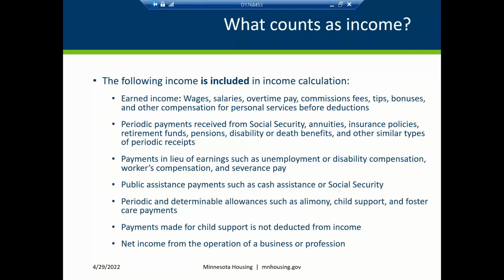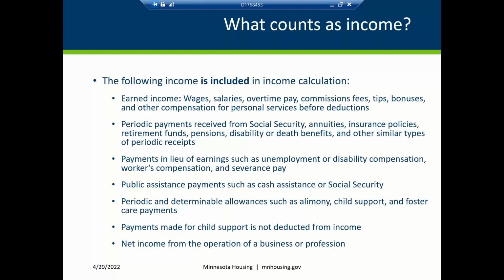On this screen, you can see a list of what is included in income calculation, and you can also find this in our program guide that's located on Minnesota Housing's FHPAP website. I won't review this entire list, but we'll just go over a few. Salaries and wages from employment, including overtime, are included in income calculation. Make sure here that you're using the gross amount of pay, or the amount before deductions due to taxes and other deductions. Others that are included are unemployment benefits or public assistance benefits such as the Minnesota Family Investment Program, also known as MFIP, and Social Security.